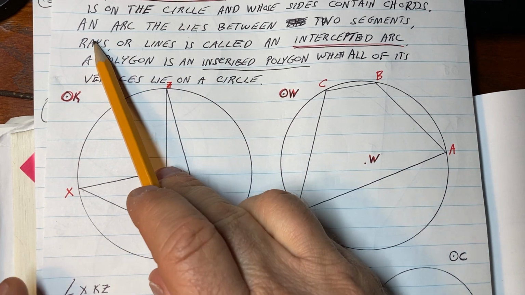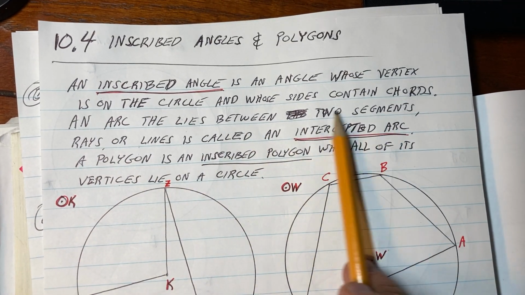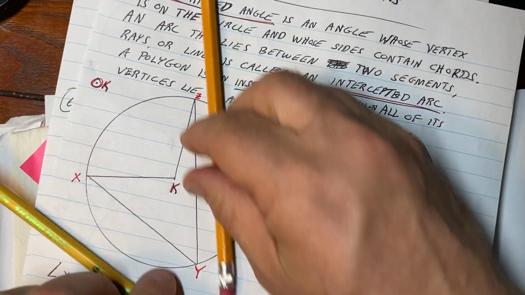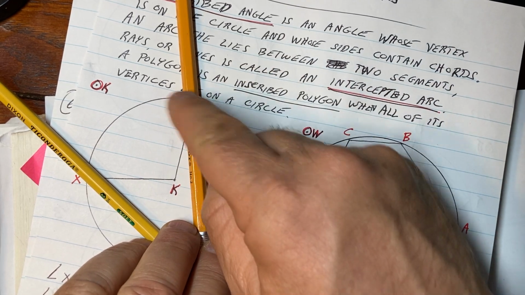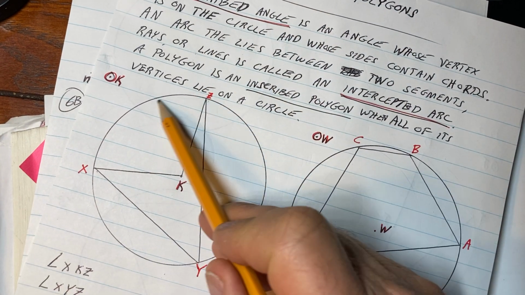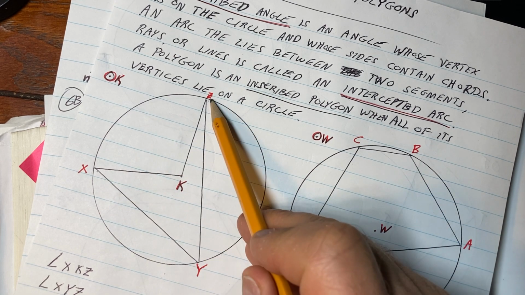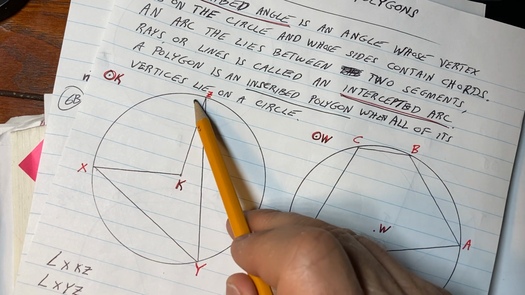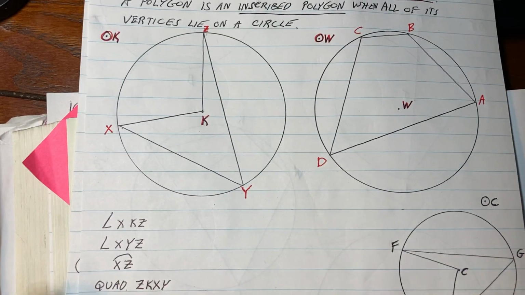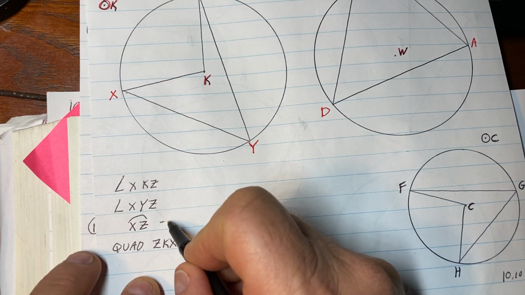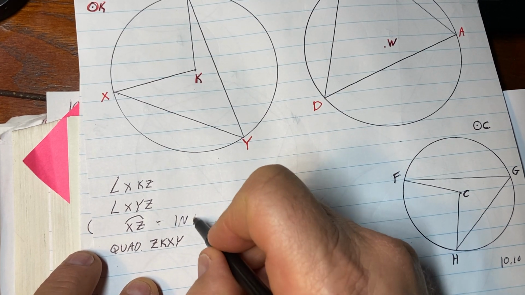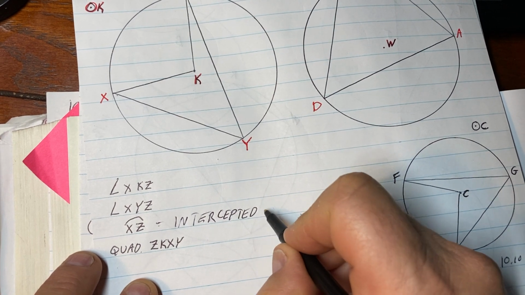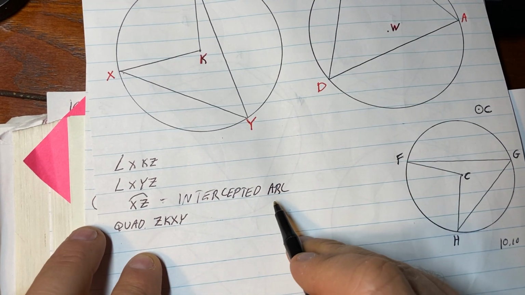Next, an arc that lies between the two segments, rays or lines, is called an intercepted arc. So here's the inscribed angle, and this arc ZX, arc XZ, that right there is an intercepted arc from X to Z. Bam.